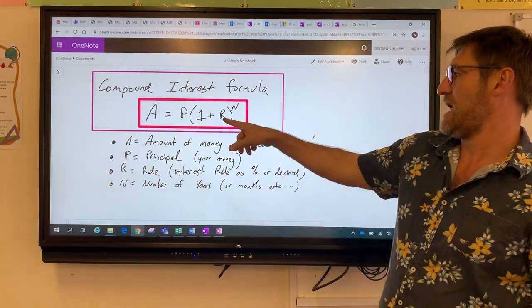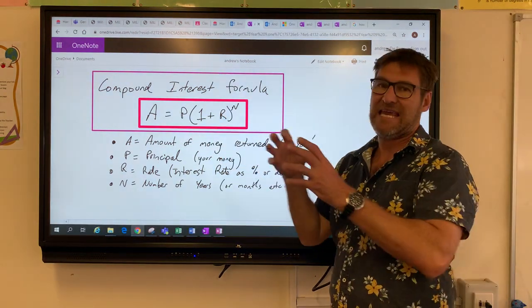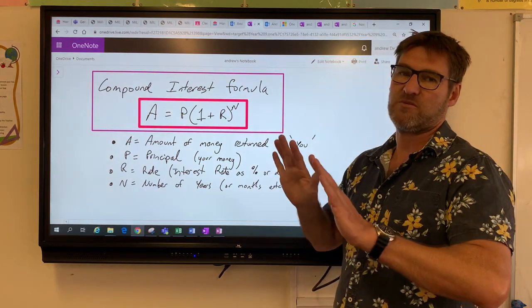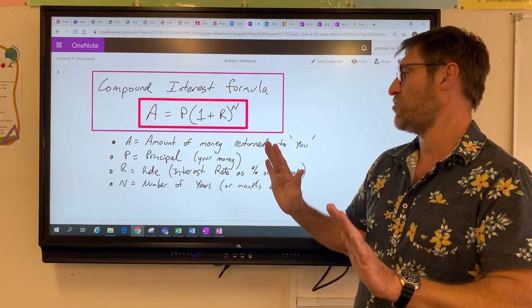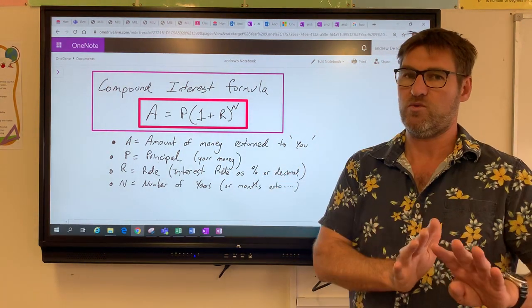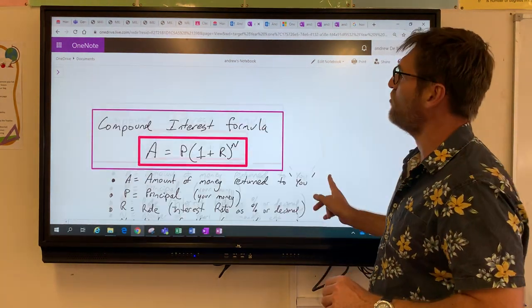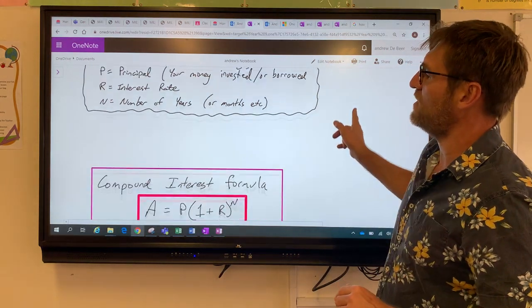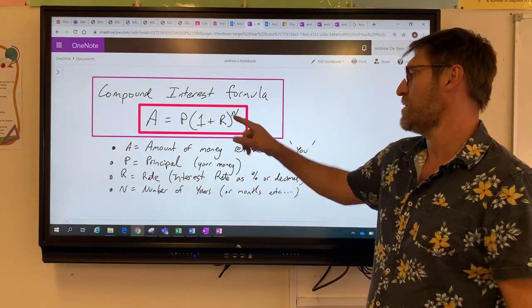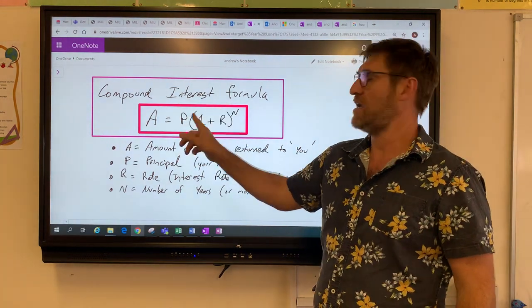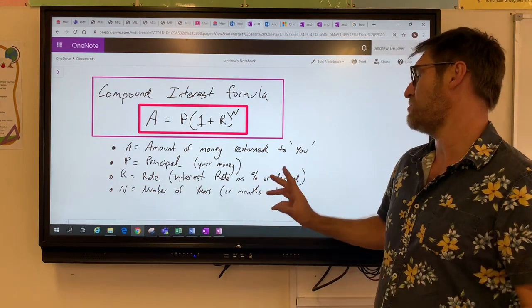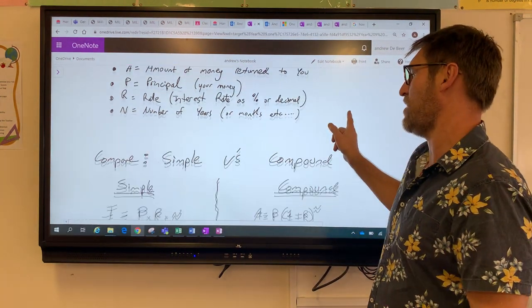A is the amount of money you're going to get given back to you. There's a major difference between the simple interest and compound interest formula. A is the amount that gets returned to you in one go. For the simple interest formula up here, I equals PRN, I is just how much interest you've made. That's a really big difference between these two formulas. The same letters still apply. P is principal, R is the rate, and N is the number of years or months, etc. It's times, really.